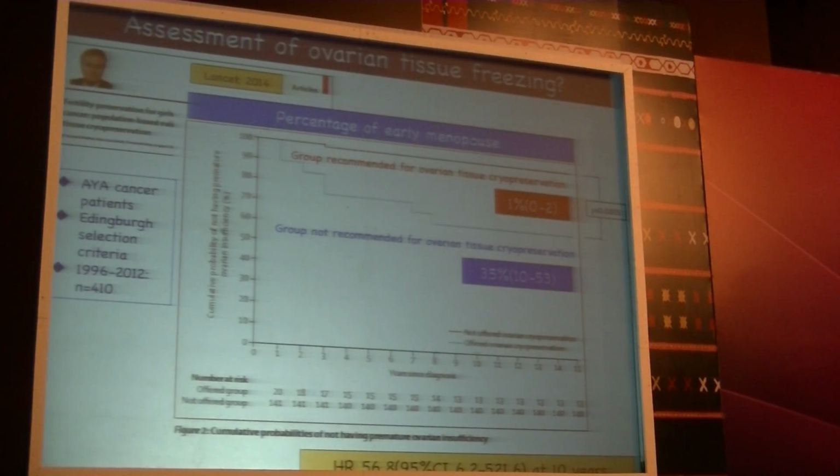Professor Walsh published a report of the assessment of ovarian tissue cryopreservation in Lancet in 2014. They assessed ovarian tissue cryopreservation in 410 patients with adolescent and young adult cancer according to Edinburgh selection criteria. The incidence of premature menopause was significantly higher in those who underwent ovarian tissue cryopreservation. The hazard ratio is 56.8. 4 of those undergoing ovarian tissue cryopreservation died of their primary disease, while 81 who did not fulfill these criteria died of their primary disease.